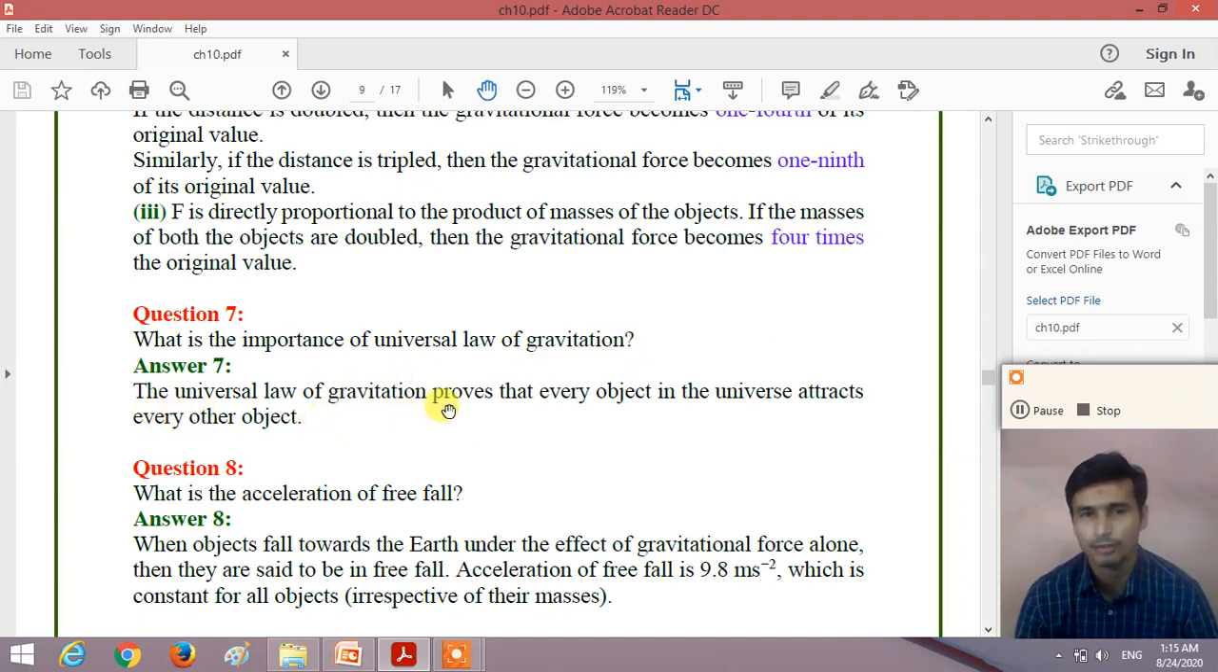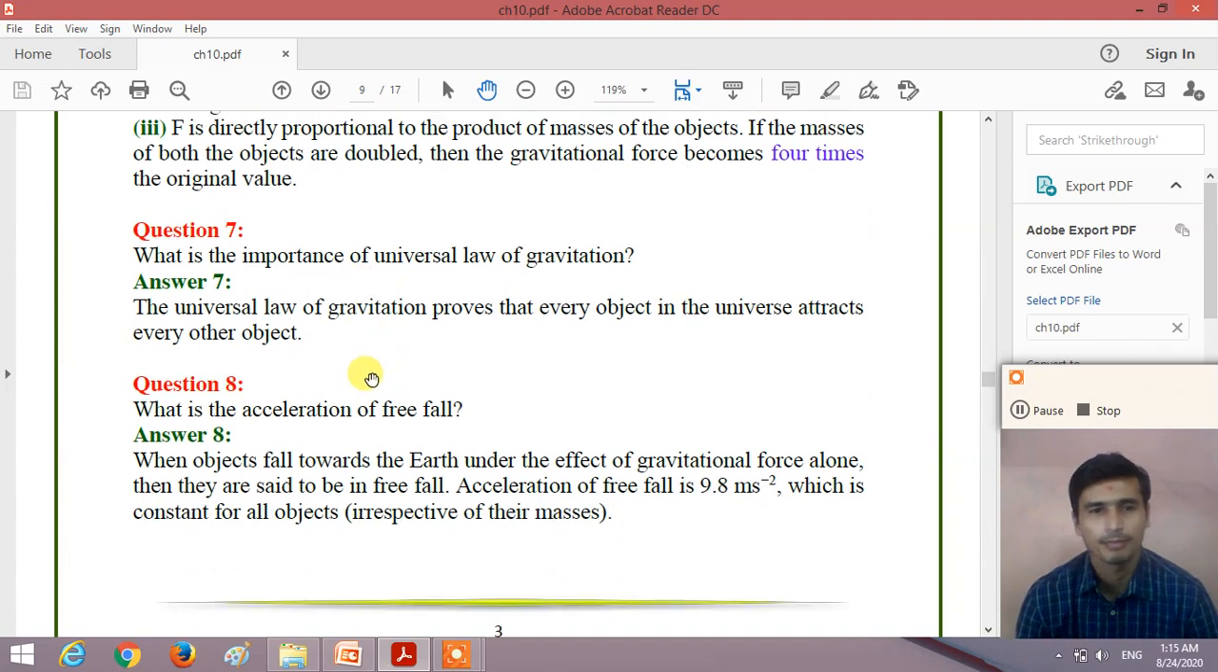Here the universal law of gravitation proves that every object in the universe attracts every other object, and due to the gravitational force, we can stand on the surface of the earth. Due to the gravitational force between the earth and the moon, tides rise and fall in the sea. So dear student, that is the importance of the universal law of gravitation. More detail about it was explained in the video on the universal law of gravitation.